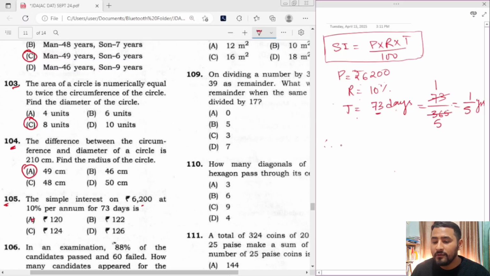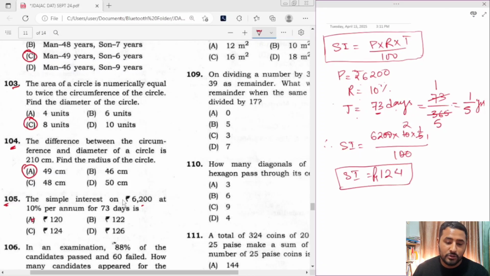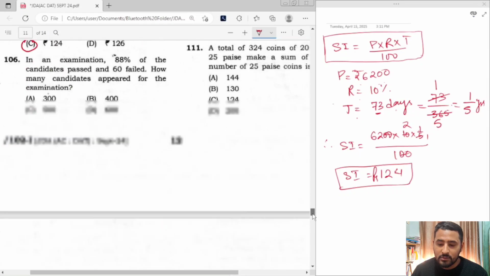Now just put it in the formula. So SI will be equal to our principal 6200 into rate of interest 10 into 1 by 5 years, our time, divided by 100. So you can cancel this to 5, 1, 52. Remaining will be how much? SI will be 2 into 2 is 4, 2 into 6 is 12. So it will be 124 rupees. 124. Okay, I hope this is clear. Just the cancellation, but you should remember, if it is given 73 days, you convert it into years. So option C will be the correct answer. Let's see the next question.